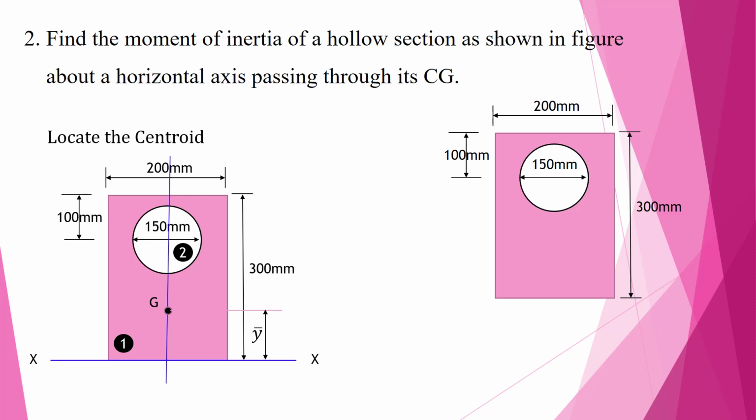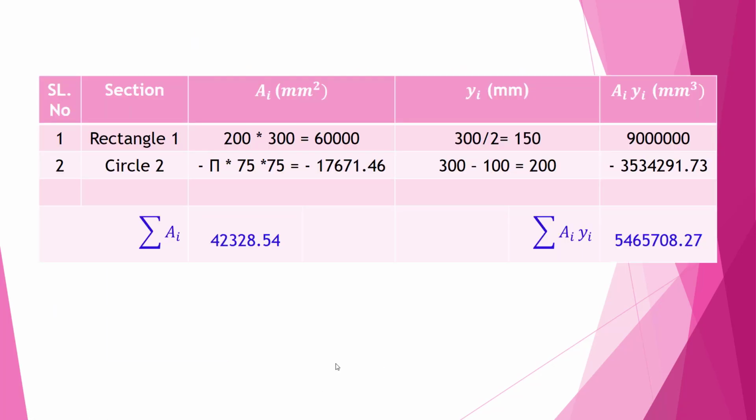Now in order to locate the centroid, we will divide this composite section into two simple figures. The first one is the rectangular section and the second one is a circular section. Now using the formula, y bar is equal to a1 y1 plus a2 y2 divided by a1 plus a2, which is equal to sigma ai yi by sigma ai. We can find out the distance of G from the reference axis.